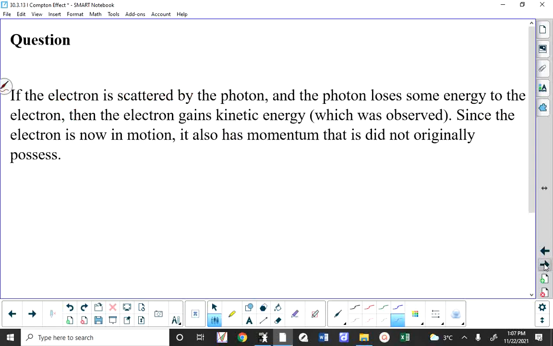So we have a question to answer here. If the electron is scattered by the photon, and the photon loses some energy to the electron, and I know it sounds like I'm almost talking down to you here, but it's going to lead to something which is troubling. If that's the case, then the electron gets kinetic energy. That's no big surprise. But since the electron is now moving, the electron also has momentum. I want everybody to think about where the electron got its momentum from.